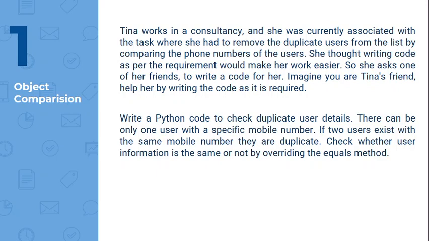We have to write a Python code to check duplicate user details, and there can be only one user with a specific mobile number. If two users exist with the same mobile number, then they are duplicates. So we have to check whether the information is the same or not by overriding the equals method.